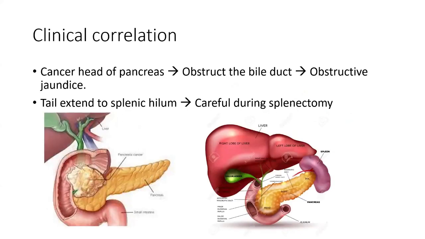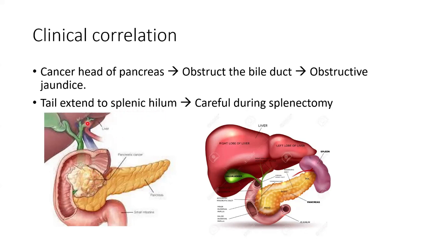So we come to a clinical correlation again. Cancer of the head of the pancreas can occur. So you know cancer is uncontrolled growth of cells. And here, when there's uncontrolled growth of cells, it can obstruct these ducts. And it will cause obstruction of the bile duct as well as the pancreatic ducts. And when there's obstruction of the bile duct, it will again impair the drainage of bile and cause obstructive jaundice.